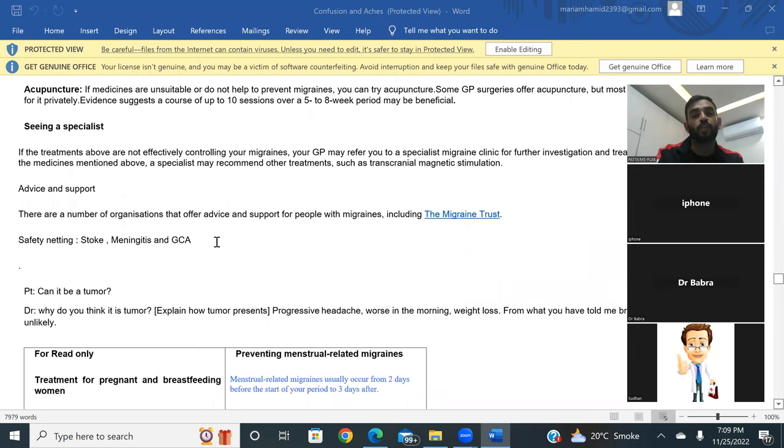Again, you need to do the safety netting for stroke, meningitis and GCA. And this is the Migraine Trust that you should tell the patient, educate the patient. You know about the Migraine Trust. There is an organization you can register with so that you can have all the information and any help from that. So this is for your information. This is for passing the exam with 10, not with 7.